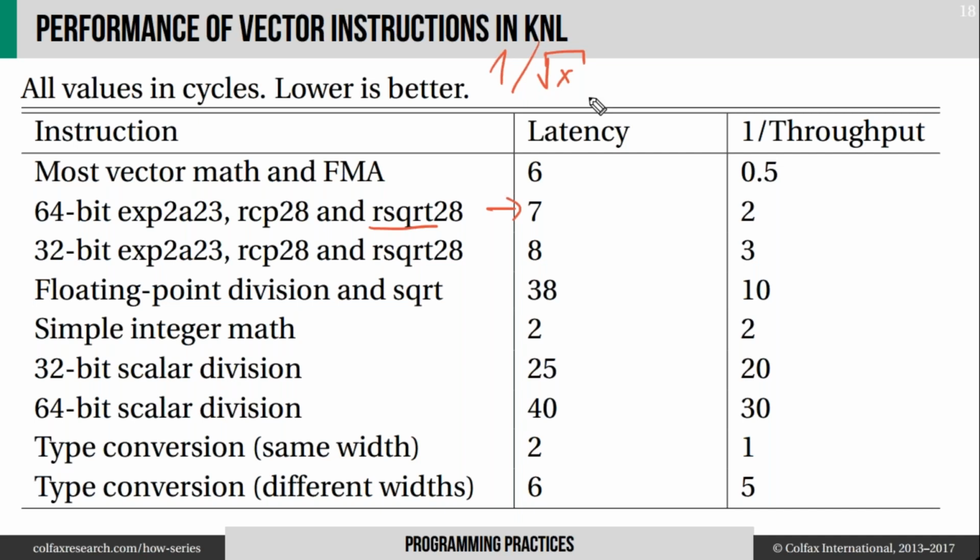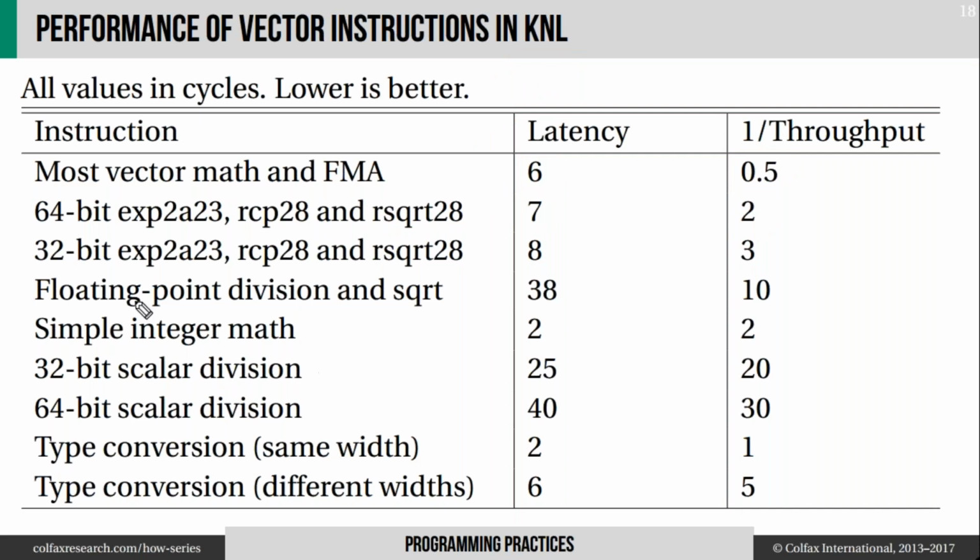But if my program continuously wants to compute square root after square root after square root, and I keep feeding these instructions into the pipeline, then the first instruction will come out after 7 cycles, but after that, instructions will be coming out every 2 cycles. In contrast, if I do simple math like addition, multiplication, fused multiply-add, the latency is comparable, 6 cycles, but the throughput is half a cycle. So if I keep feeding these instructions, after 6 cycles, I start getting them 2 per cycle.